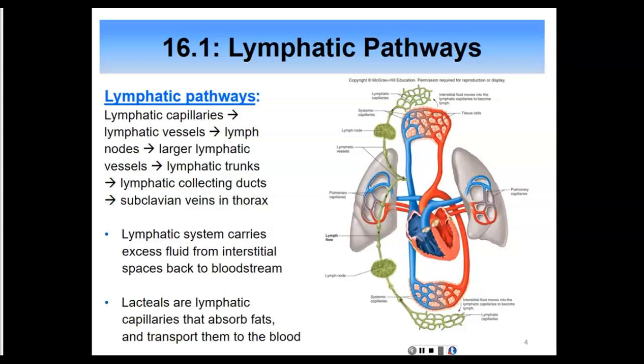Lymphatic systems carry excessive fluid from the interstitial spaces back to the bloodstream. There's a structure in the digestive tract called lacteals, and they are capillaries that absorb fat and transport it to the blood.